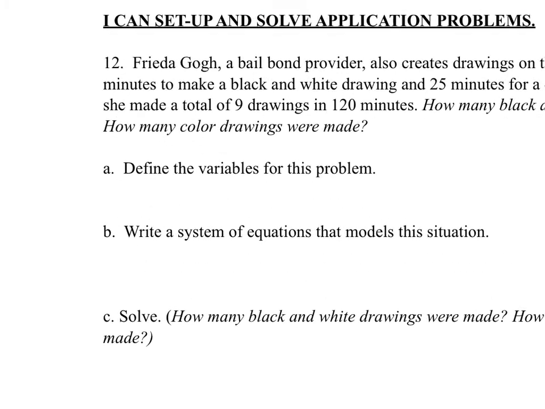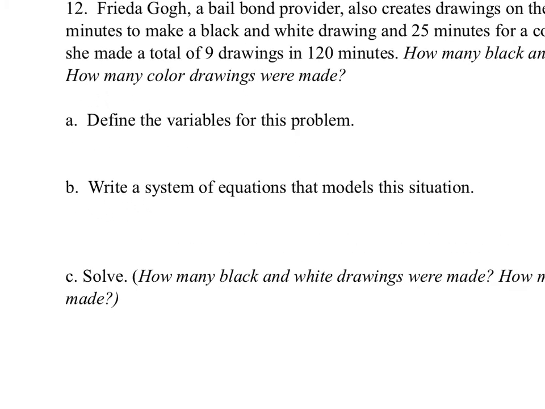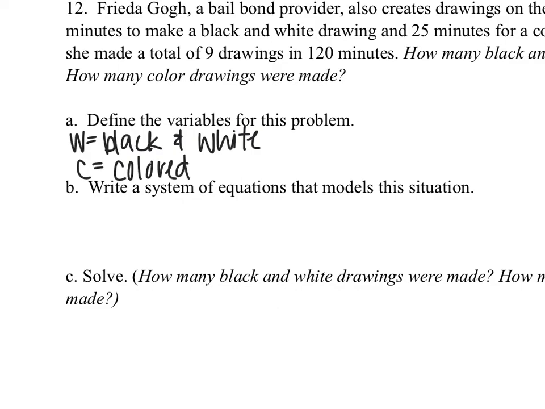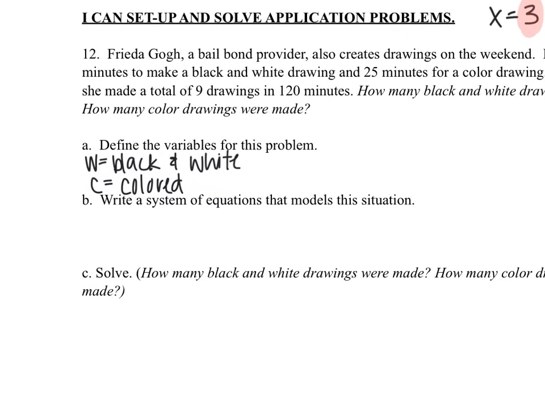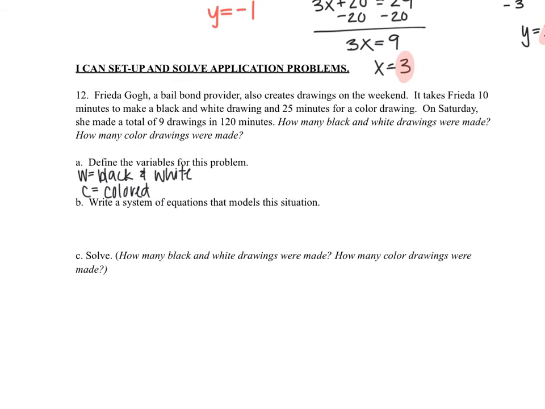Alright, so I'm going to go ahead and start by defining my variables. I'm going to make W the black and white, and I'm going to make C the colored drawings. Okay? So then write a system of equations that models this situation.